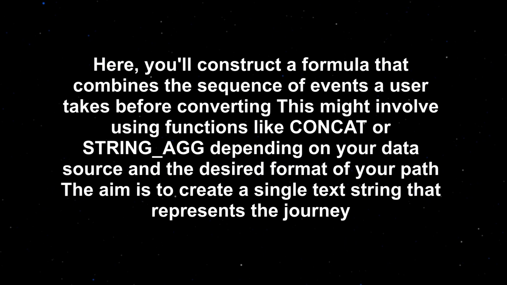Here, you'll construct a formula that combines the sequence of events a user takes before converting. This might involve using functions like CONCAT or STRING_AGG, depending on your data source and the desired format of your path. The aim is to create a single text string that represents the journey.